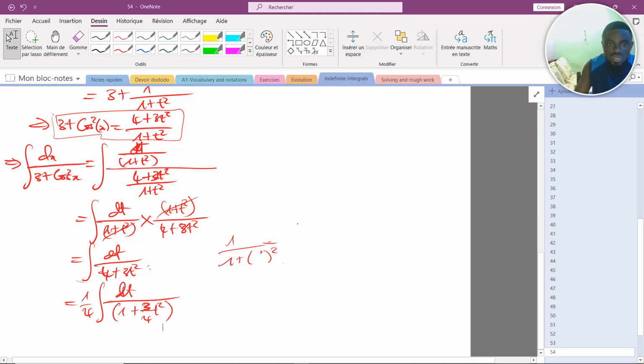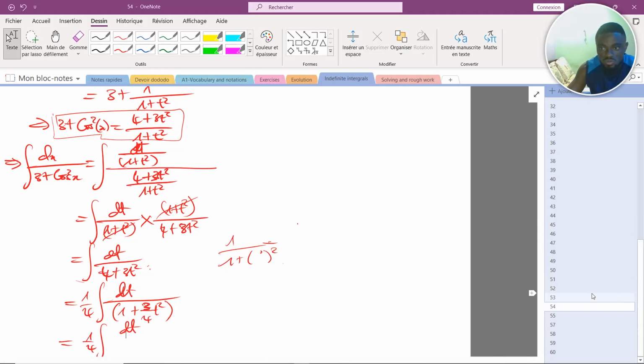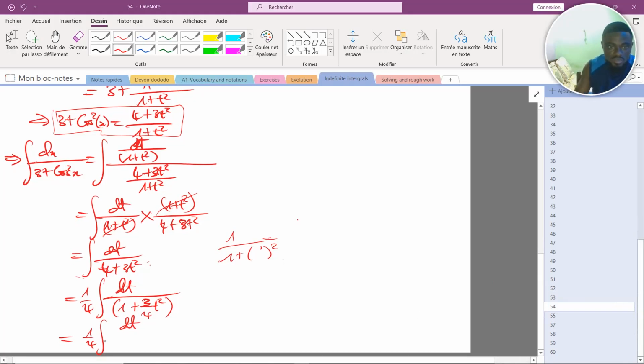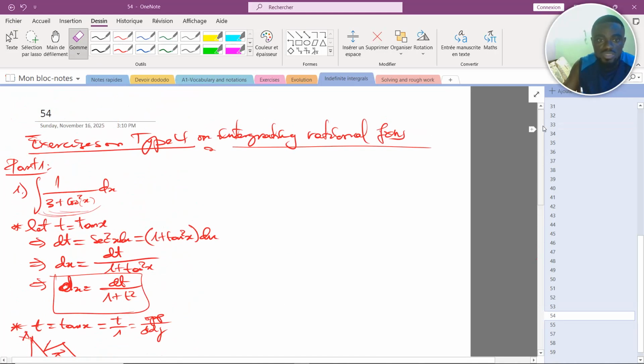Now we have to write this to the power of square so as to bring it inside. So this will be equal to 1 on 4 integral of dt all over 1 plus the square root of 3 on 4, all squared, times t squared. I hope that's okay. Okay, we're going to continue on this other side. Let me divide the paper into 2.